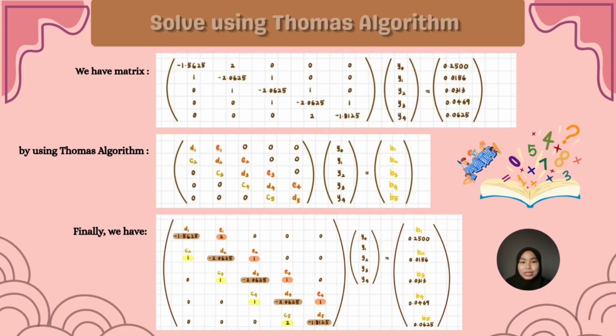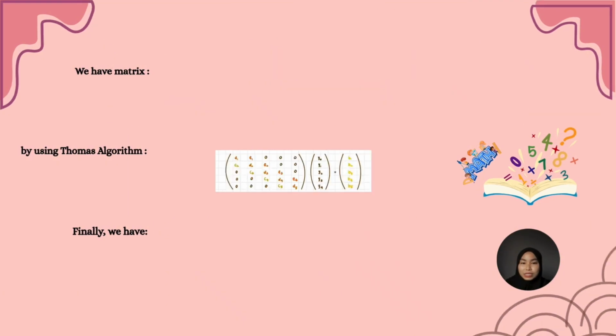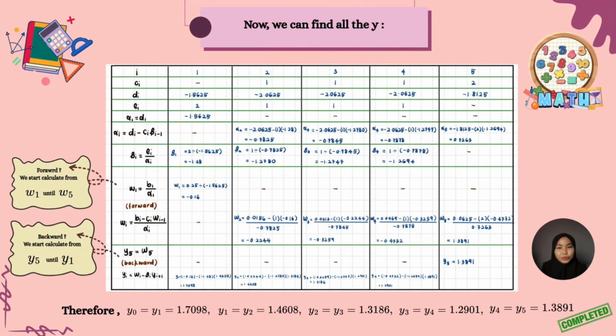Let's look at how we can systematically solve the unknowns y1 through y5 using the algorithm's two core phases, which are the forward elimination and the backward substitution. Okay, we begin first with the forward elimination phase. The goal here is to transform our tridiagonal system into an upper bidiagonal system. To do this, we calculate three new sets of parameters sequentially from i equal to 1 to i equal to 5, which are alpha_i, beta_i, and w_i.